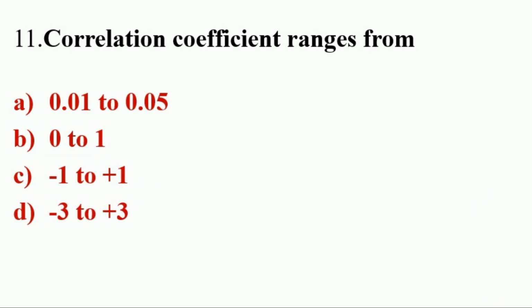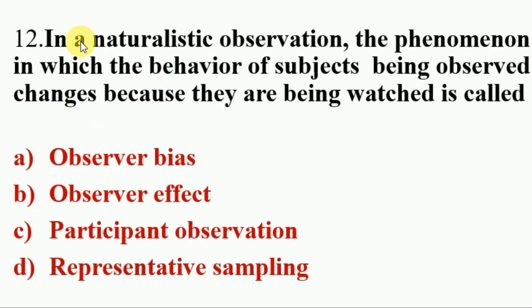Next question. In a naturalistic observation, the phenomenon in which the behavior of subjects being observed changes because they are being watched is called. Options A. Observer bias, B. Observer effect, C. Participant observation, D. Representative sampling. Answer is B. Observer effect.